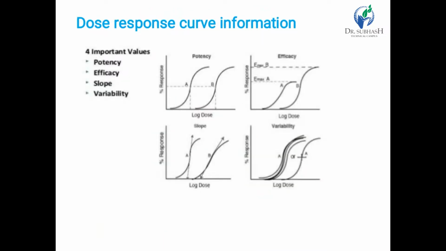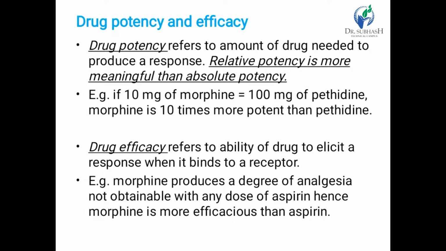Now, the dose response curve will inform you of the potency of the drug, efficacy of the drug, slope of the drug, and variability of the drug. This will be discussed in detail. First, drug potency and efficacy. Drug potency refers to the amount of drug needed to produce a response, and relative potency is more meaningful than absolute potency. For example, if 10 mg of morphine is equal to 100 mg of pethidine, then you can say morphine is 10 times more potent than pethidine.